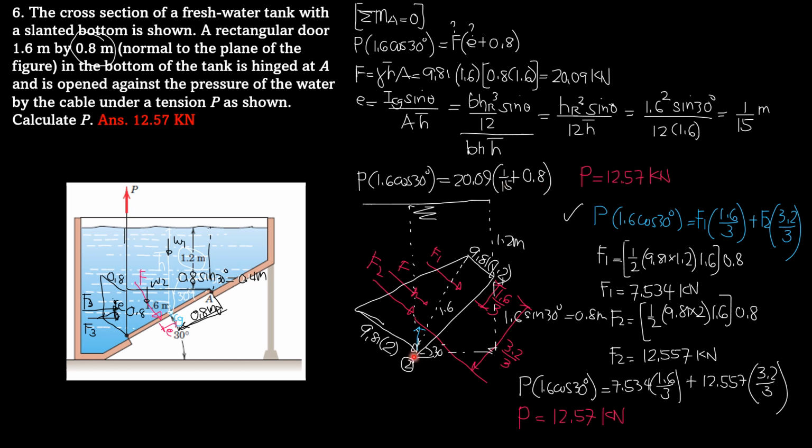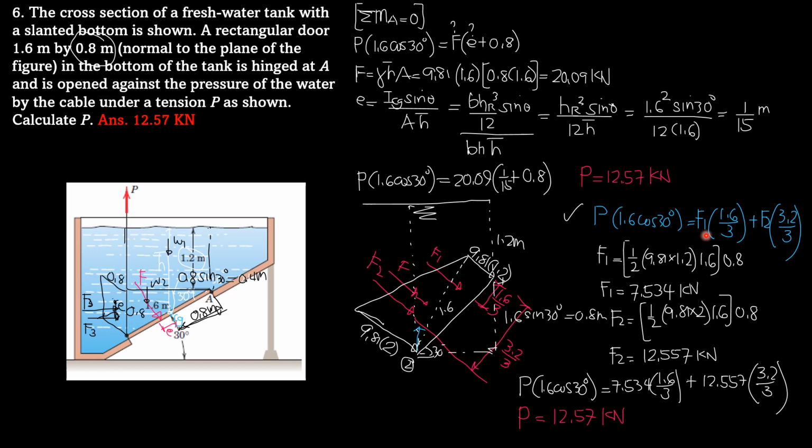Summation of moments about A, the hinge, equals 0. So we have P, same moment arm, 1.6 cosine 30, equals F1, and of course this is 1/3 of 1.6 because this is 1.6 even here. So the centroid of a triangle is height over 3 from the base, so 1.6 over 3, while F2 is at 2/3 of 1.6, and 2/3 of 1.6 is 2 times 1.6, or 3.2 over 3.